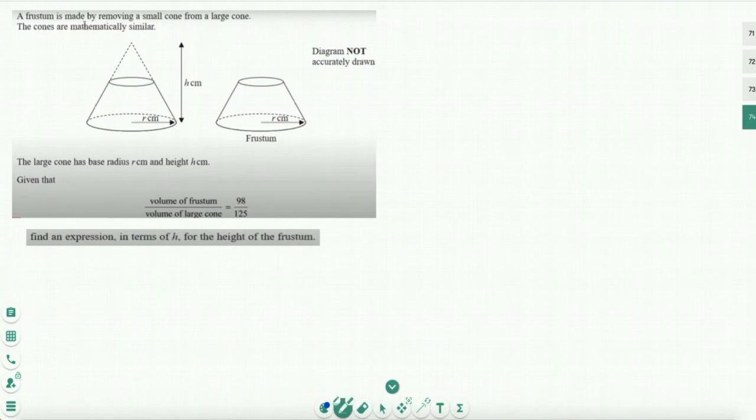A frustum is made by removing a small cone from a large cone. So there's this large cone. They've removed this small cone, and it's left with this shape here, which is our frustum. So they've drawn it out on the side. The cones are mathematically similar. So this cone and this cone, we can use our scale factors. I see similar shapes, I think to myself, scale factors. The large cone has a base radius of r, great, and height of h, great. Given that the volume of the frustum over volume of the large cone is 98 over 125, find an expression in terms of h for the height of the frustum.